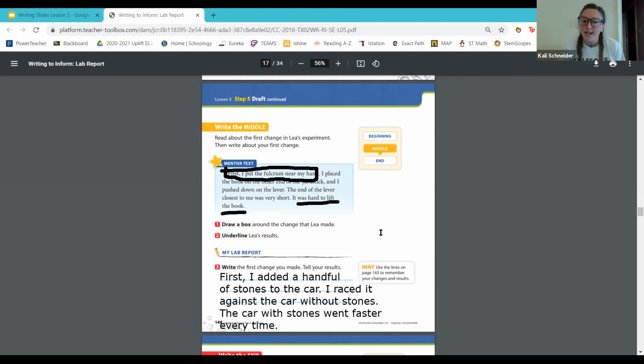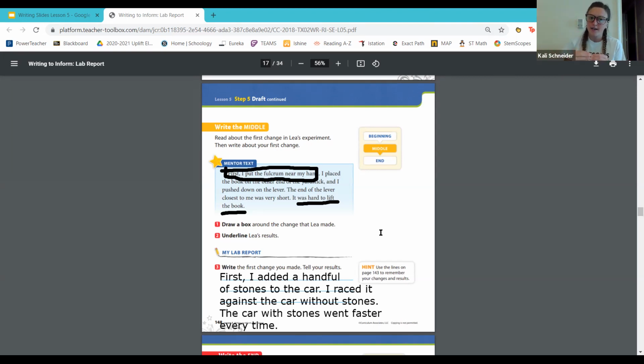Oh, we moved the ramp, right? So second, I made the ramp steeper. All right, so then I raced it against the car at the normal ramp height. Well, what happened after that? The car with the higher ramp went a lot faster every time, right? So we're gonna state what we did, what our change was, how we tested it, and then what the results were. So make sure that you're following that format to add the second step, right?